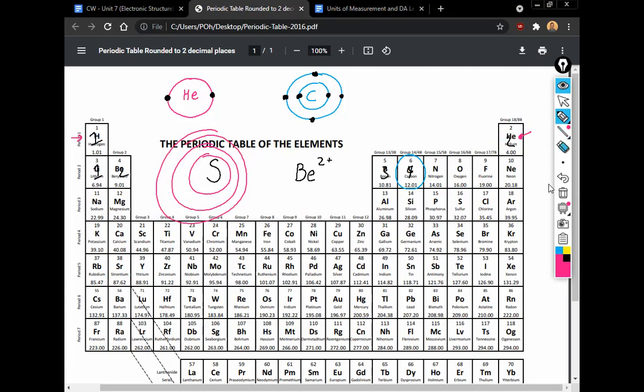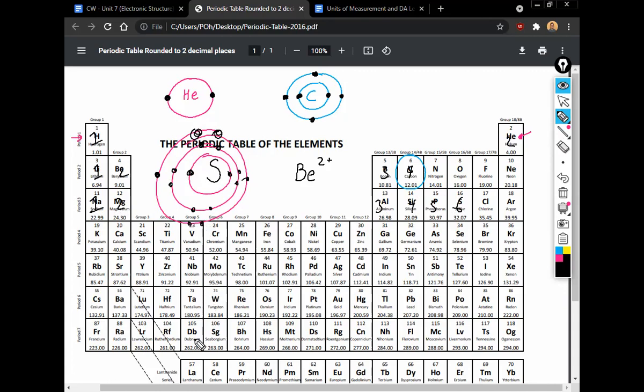Okay, and then from there, we know that the first shell can hold 2 max. So we draw 2. Second shell can hold 8. Sorry if this is hard to see, guys. Let me know if you want a better picture. And then for sulfur, if you count the boxes to sulfur in the 3rd row, it's 1, 2, 3, 4, 5, 6. So you'll have 6 electrons in the outermost shell.